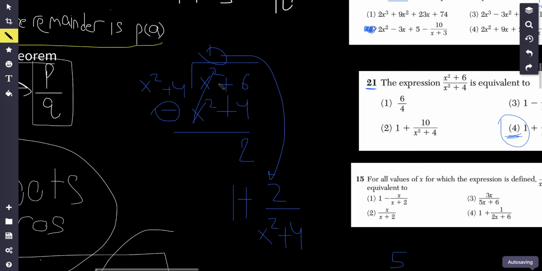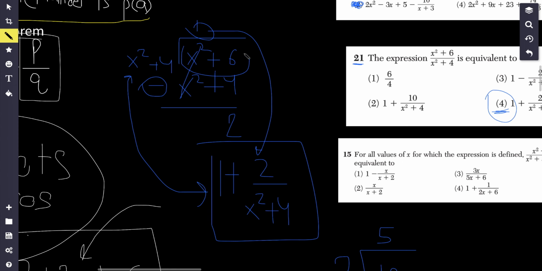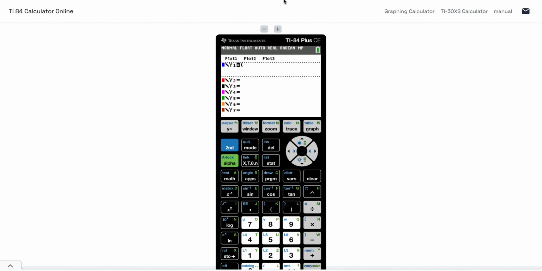Likewise, if x squared plus 6 divided by x squared plus 4 gives me whatever this is, then that means if I multiply these two things together, they should get me back x squared plus 6. And if these two things multiplied by each other and this x squared plus 6 are equal to each other, then their graphs have to be equal to each other as well. So what I'm going to do is put in the functions. What I'm dividing by is x squared plus 4, and we're going to multiply this by our answer, so 1 plus 2 divided by x squared plus 4.